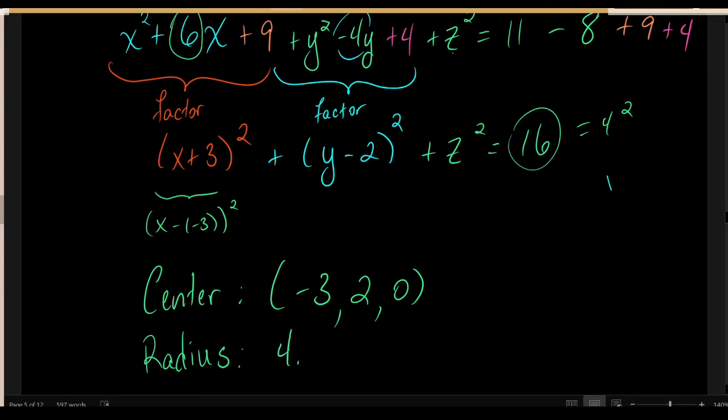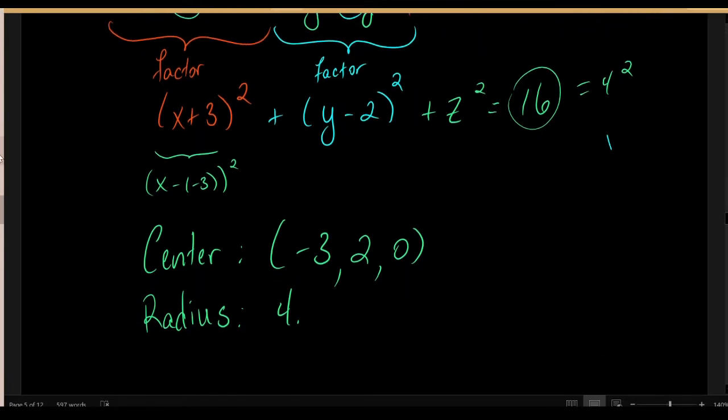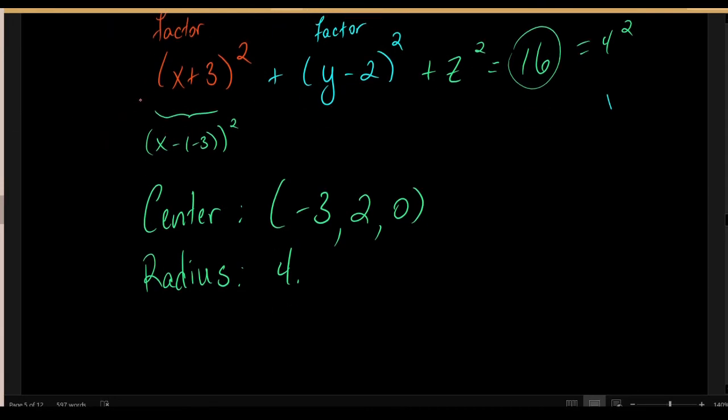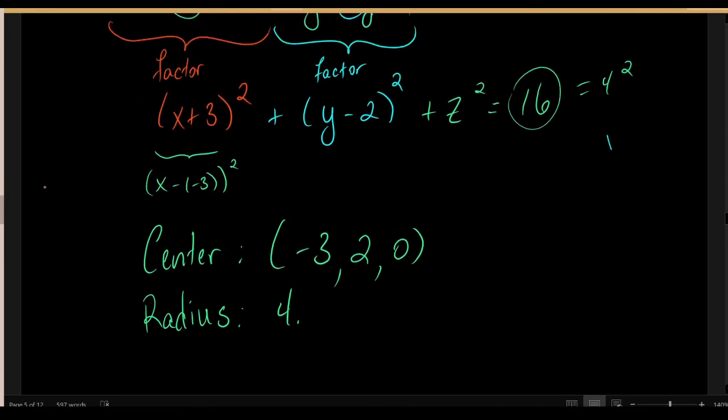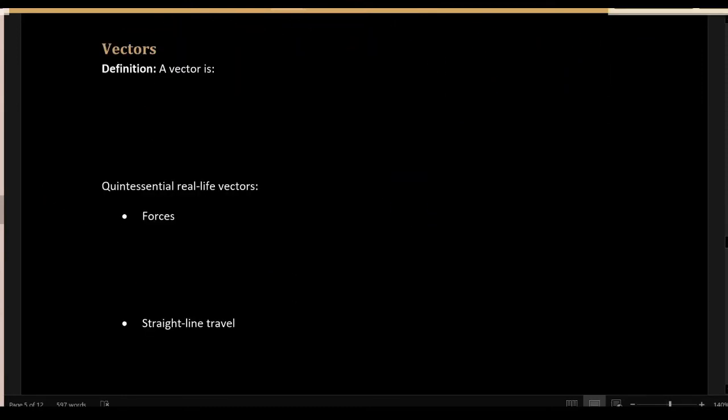And so that is how we can find the center and radius of the equation of a sphere which is not necessarily in this standardized format. We can complete the square using algebraic techniques in order to convert it into the right format. Now with that, we're going to start to talk about vectors.